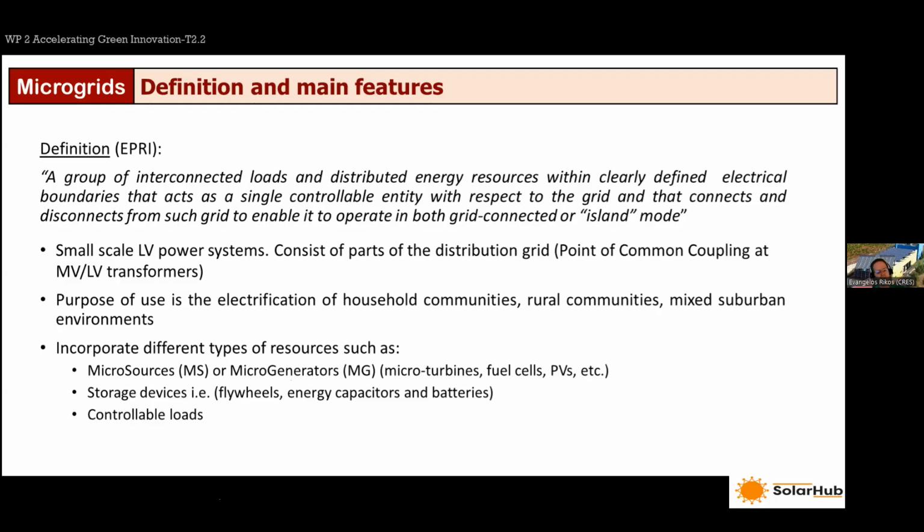The second important constituent part of microgrids is the storage devices, right? I mean, it is always necessary to have some storage in a microgrid in order for it to perform optimally. And the storage devices could include flywheels, energy capacitors, batteries, and other technologies as well. And another important aspect of microgrids is controllability of loads. Not all loads can be controllable in a microgrid, but some of them could be. And this controllability provides some benefits in the operation, some flexibility, right? And it improves the performance of the system.